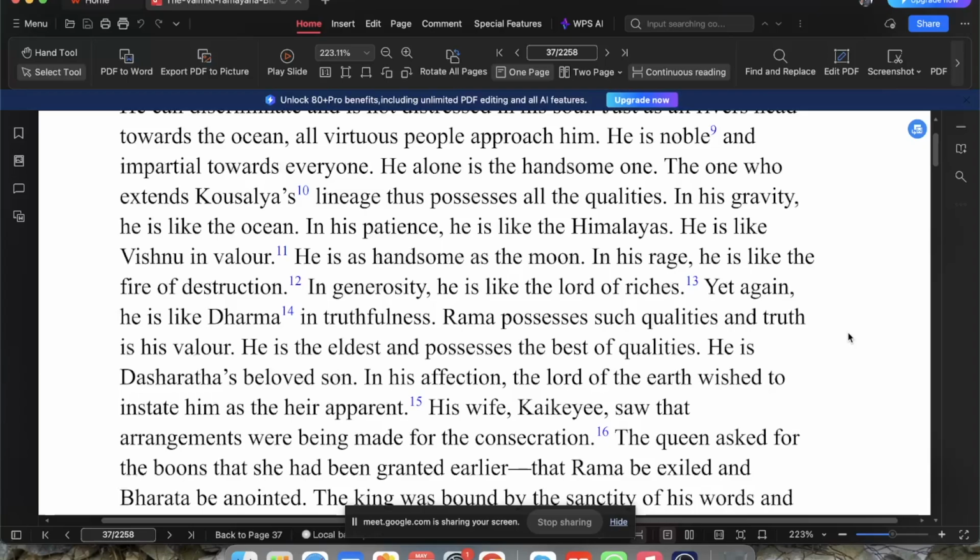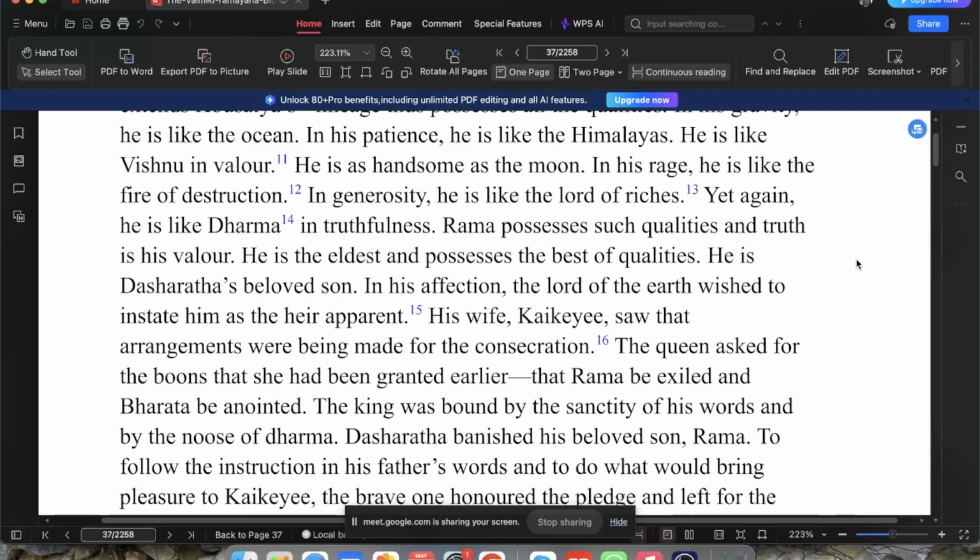He is Dasharatha's beloved son. In his affection, the Lord of the earth wished to instate him as the heir apparent. His wife Kaikeyi saw that arrangements were being made for the consecration. The queen asked for the boons that she had been granted earlier, that Rama be exiled and Bharata be anointed. The king was bound by the sanctity of his words and by the noose of Dharma.